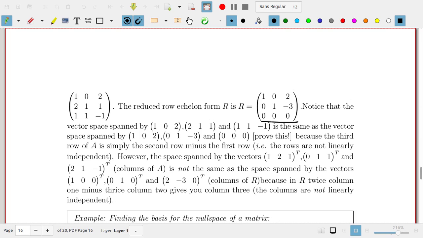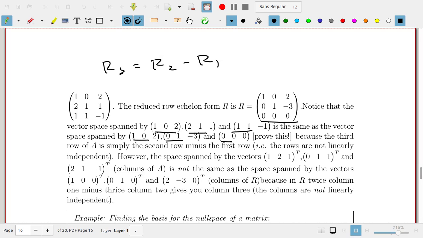The vector space spanned by the rows 102, 211, and 11 minus 1 is the same as the vector space spanned by 102, 01 minus 3, and 000. Because notice that the third row is actually equal to the difference between the second and the first rows.